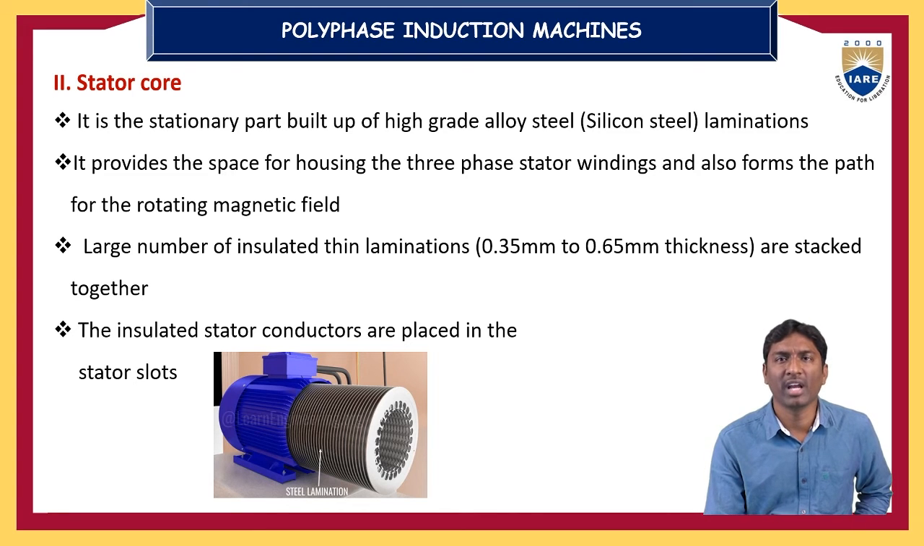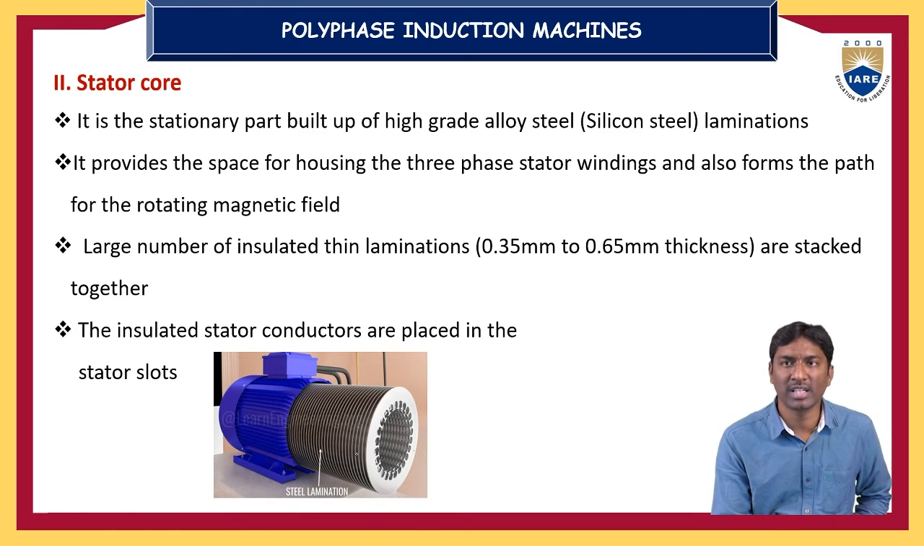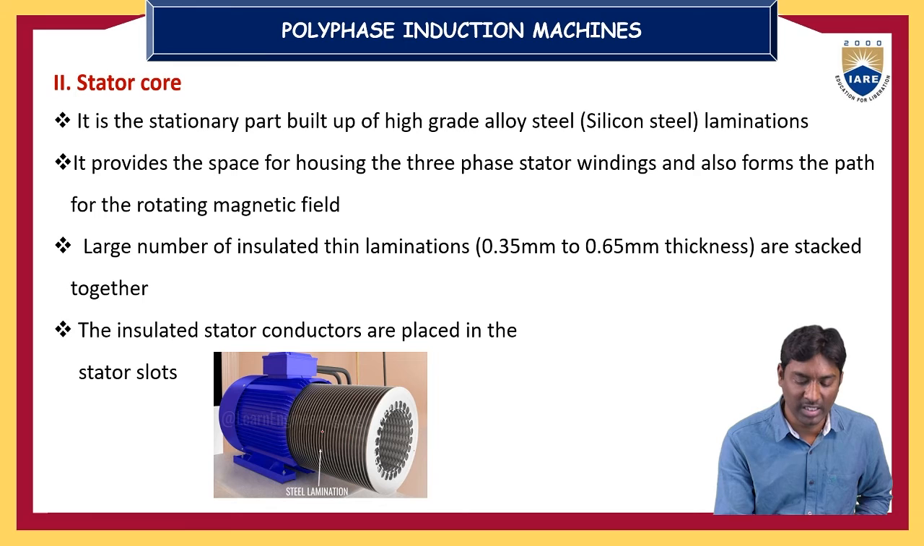The insulated stator conductors are placed in the slots. You can observe this in the diagram. In this diagram, these are the steel laminations I am using. The lamination thickness is approximately 0.35 mm to 0.65 mm. These laminations are stacked together here.